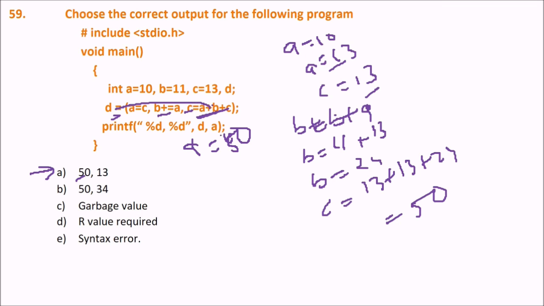And what about A? A was 13. So A is 13. If you have to print C, you can print C as 13. And if you are asked about B, then you can print 24. So this is the answer.